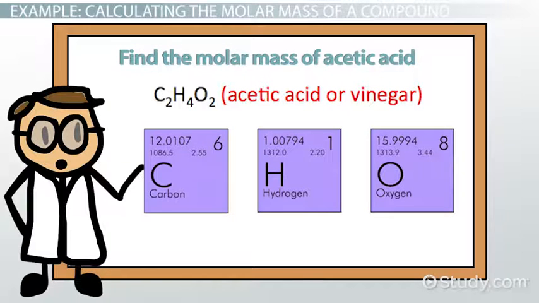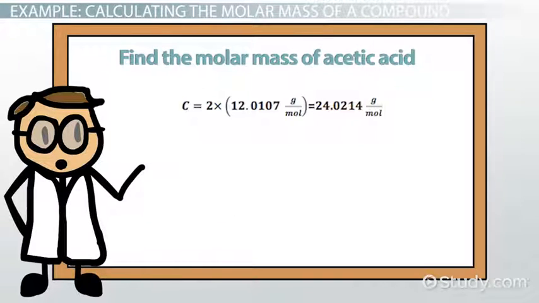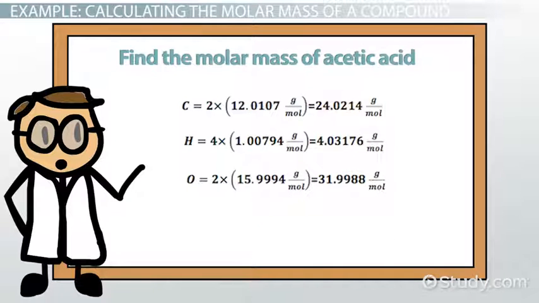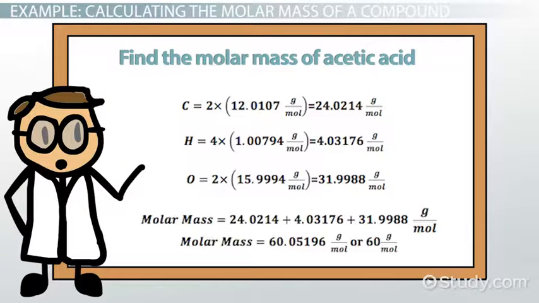Now we can find the molar mass of each element. For carbon, we multiply its molar mass of 12.0107 grams per mole by 2 because we have 2 carbon atoms. This equals 24.0214 grams per mole. For hydrogen, we multiply the molar mass of 1.00794 by 4. This equals 4.03176 grams per mole. Finally, for oxygen, we multiply the molar mass of 15.9994 by 2. This equals 31.9988 grams per mole. Now, to finish, we must add all these masses together, which gives us a total of 60.05196 grams per mole for our compound.